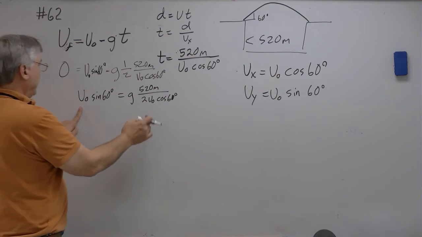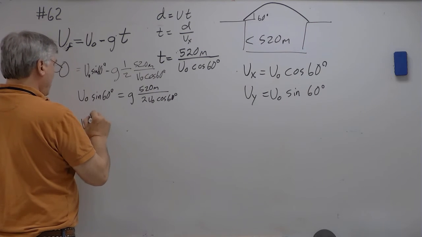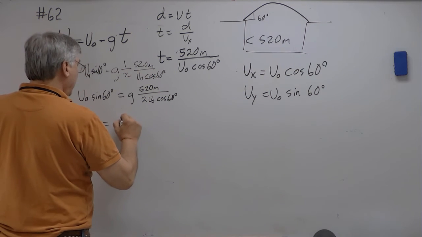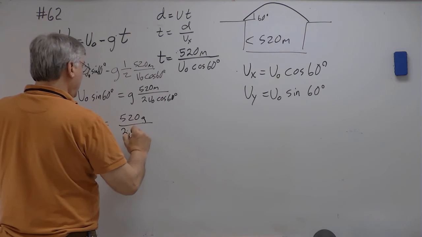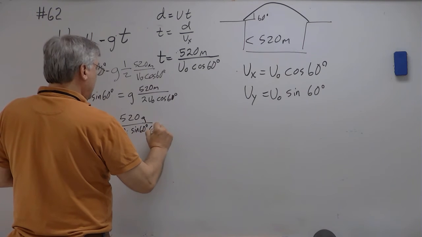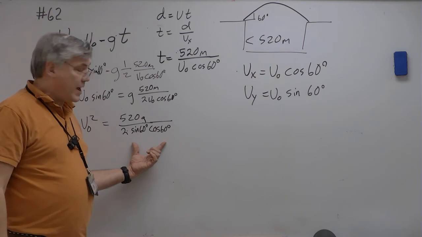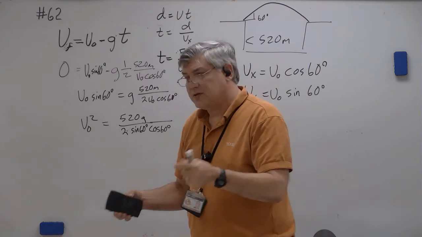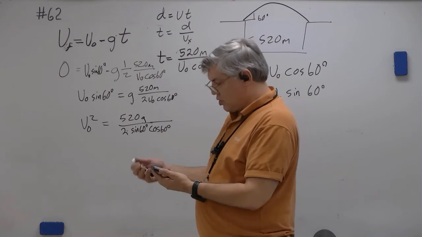I'm going to solve for v naught. To do that, I'm going to multiply both sides by v naught, so I get v naught squared, and I'm going to divide by sine 60 degrees. So I end up with 520g divided by 2 sine 60 degrees cosine 60 degrees. There's a trigonometric identity that I can use to do this, but I'm not even going to waste time. It's the same one we used when we did the range equation. Instead, I'm just going to solve this directly.